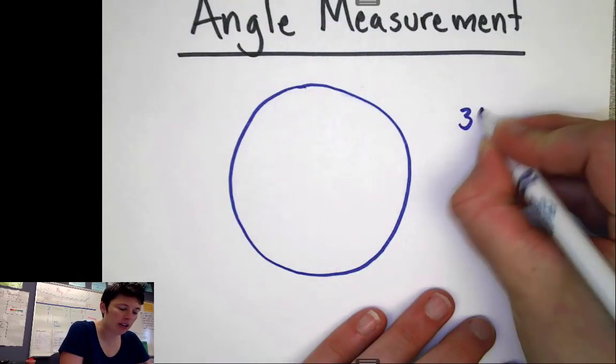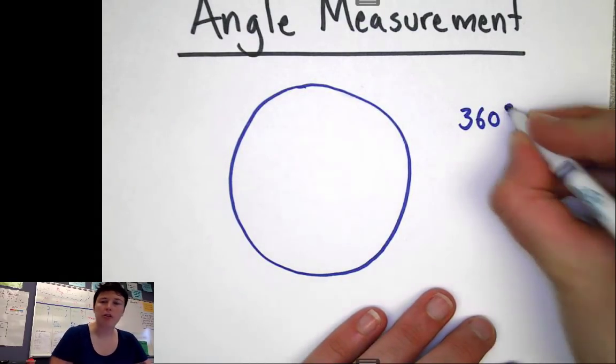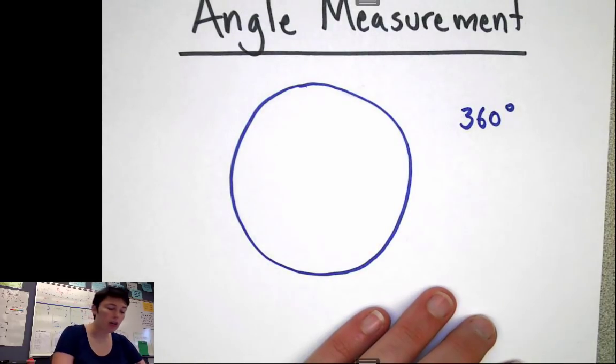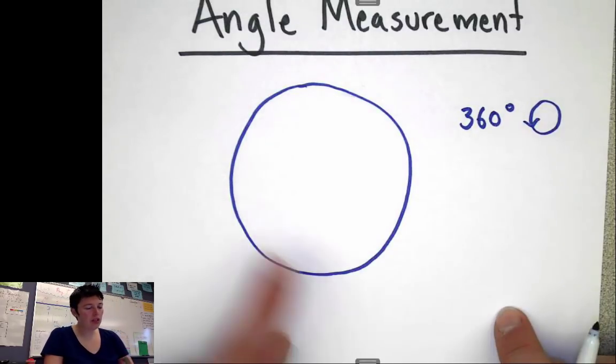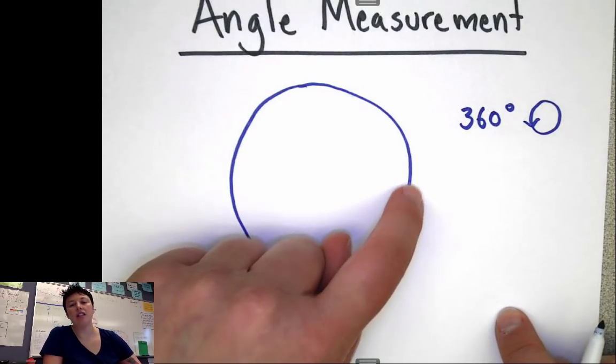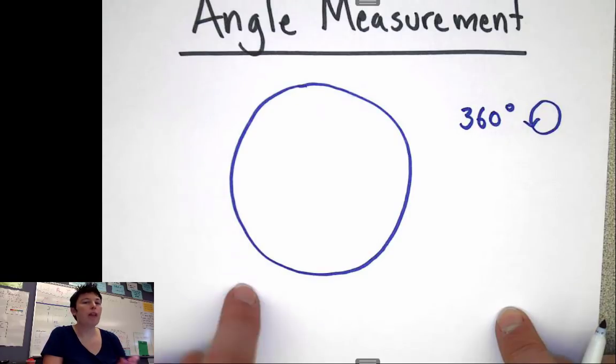So 360 degrees, I'm going to use the little degree symbol, means you went all the way around in a complete circle. So this circle is basically cut into 360 degrees. Now here's how that works.